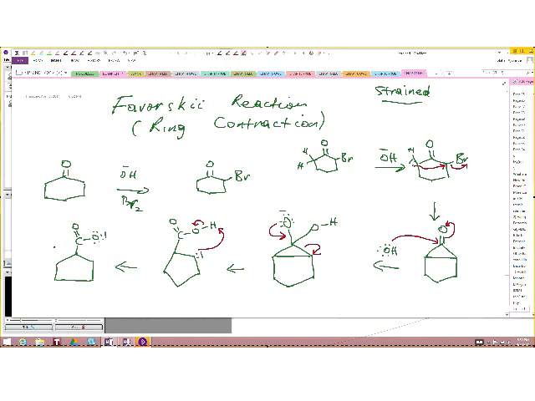Okay, and then finally, the second step of this ring contraction. Notice what we've done here. We've gone from a 6-member ring to a 5-member ring, and in the process we have formed a carboxylate. So now all we need to do is simply add dilute acid to this.